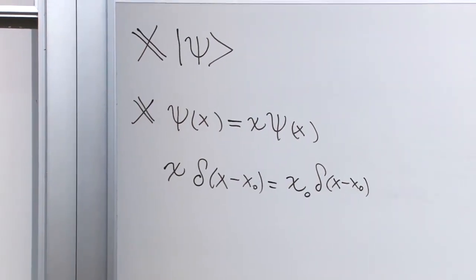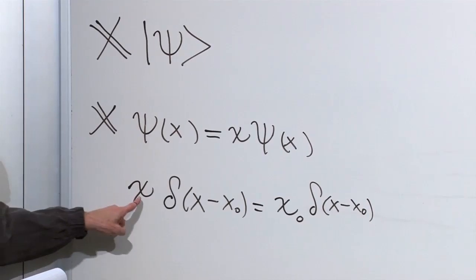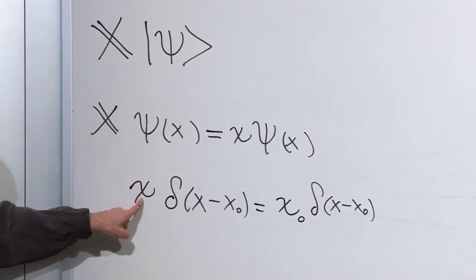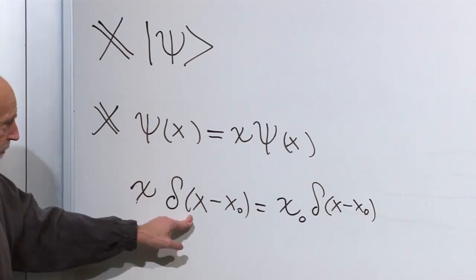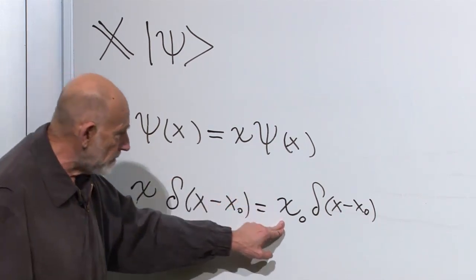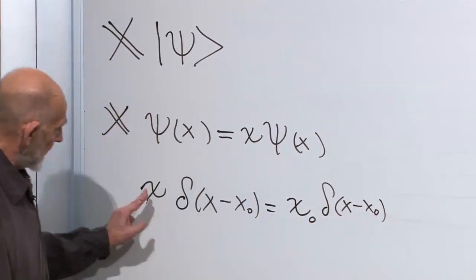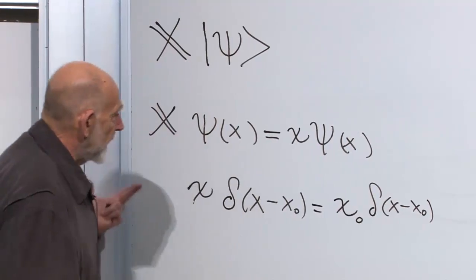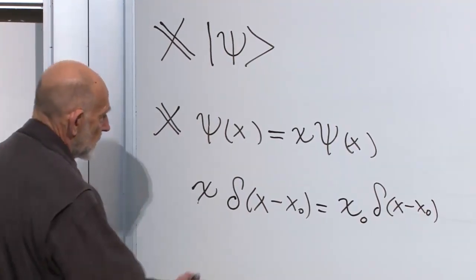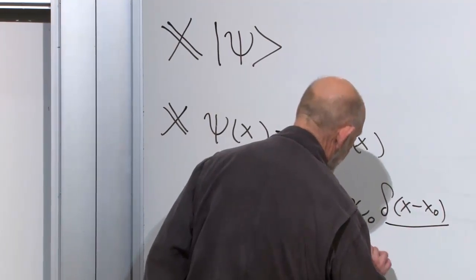But what is this equation? This is exactly the equation for an eigenvector and eigenvalue of the operator x. The operator x hits the wave function and gives a number times the same wave function. Okay? Operator hits wave function, gives number times wave function. It's clear that this is an eigenvector of the operator with eigenvalue x naught.